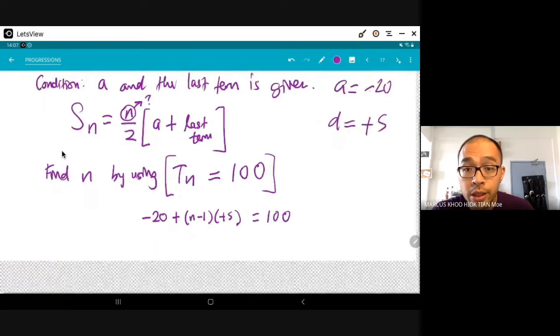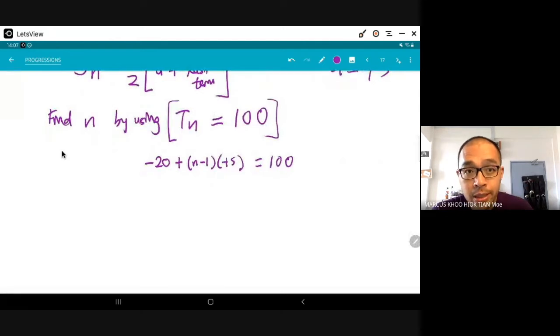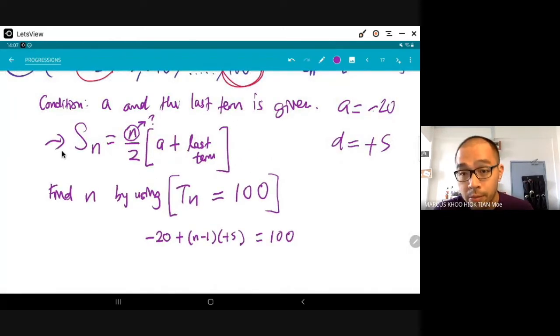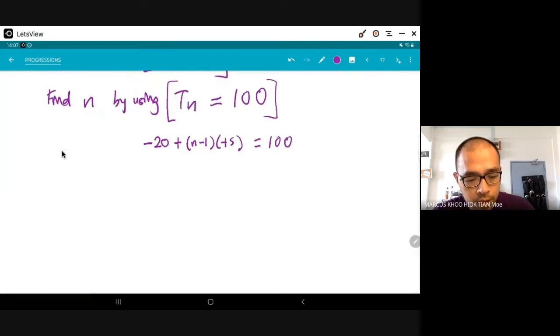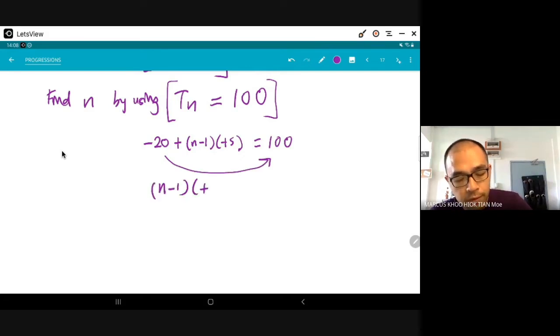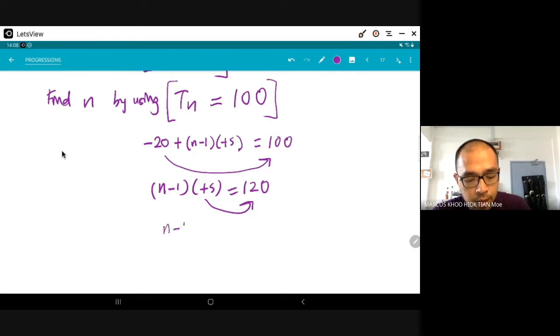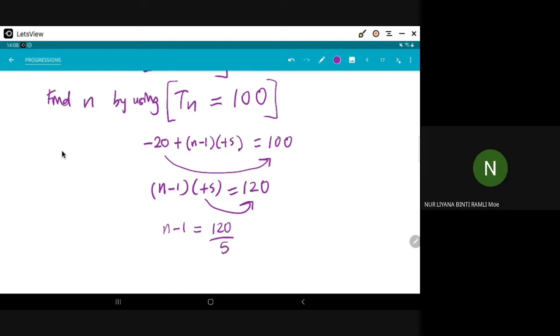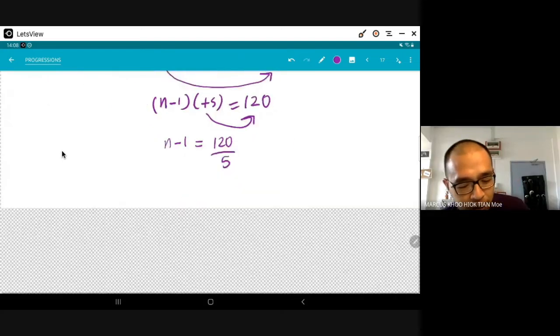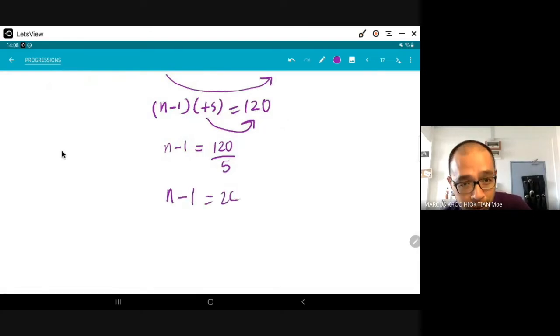Okay, tujuannya adalah untuk kita mencari N. Once kita cari N, kita boleh masukkan sudah di sini. So let's try. Negative 20, saya pindah pergi sebelah. I will get N minus 1 times plus 5 equals to 120. Then plus 5, saya pindah pergi sebelah. You get N minus 1 equals to 120 divided by 5. Can somebody tell me the value of this, please? 24. Okay, so N minus 1 equals to 24 and N sama dengan 25.